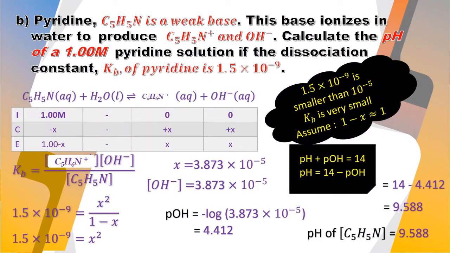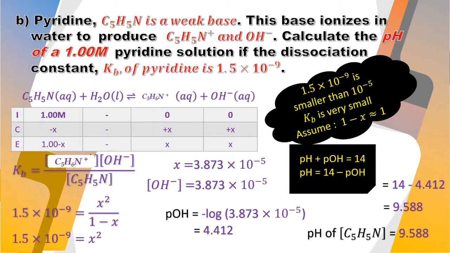The B question carries 7 marks, so it is a huge question. However, it's not that hard. Let's go through. So the question is pyridine C5H5N is a weak base. This base ionizes in water to produce C5H5N+ and OH-. Calculate the pH of 1.00 mole pyridine solution if the dissociation constant Kb of pyridine is 1.5 times 10 to the power of -9.